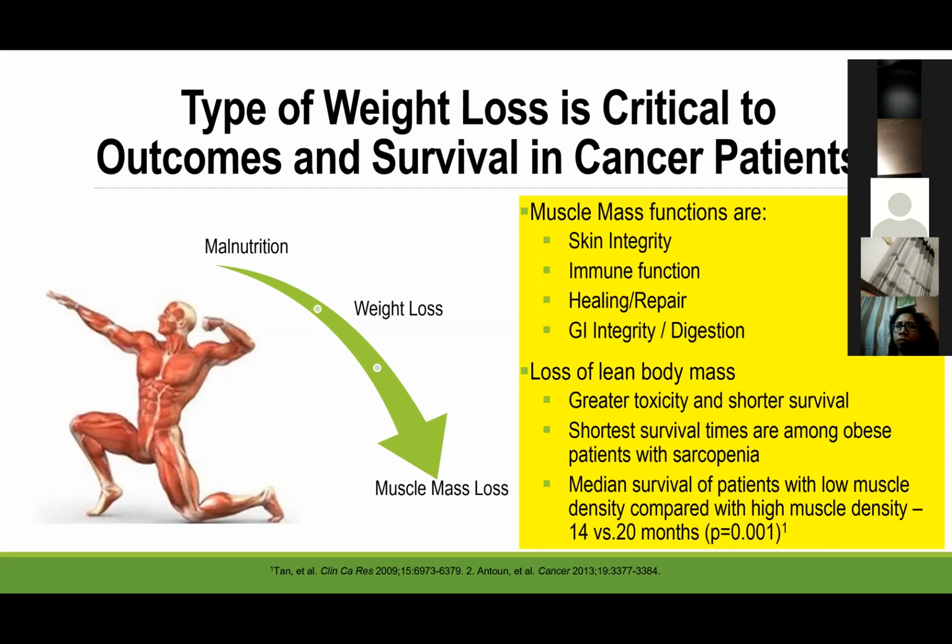When we have a loss of lean body mass, it leads to greater toxicity and shorter survival. Shorter survival times are seen especially in patients with sarcopenia, and especially in obese patients with sarcopenia. Research has indicated that the median survival of patients with low muscle density compared with high muscle density is 14 versus 20 months, which is a statistically significant finding. It really shows muscle mass loss is directly related to the survival of patients.